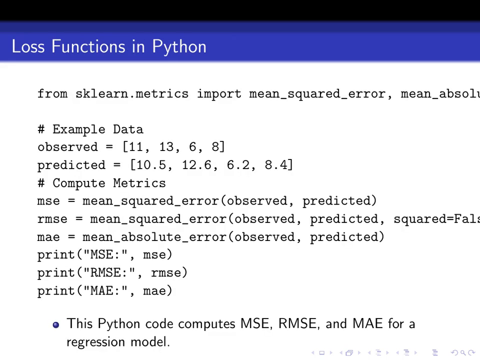Python makes it easy to compute loss functions using libraries like scikit-learn. For example, you can calculate MSE, RMSE, and MAE for your model by importing the relevant functions and passing in the observed and predicted values. This allows you to quickly evaluate your model's performance and make improvements where needed.